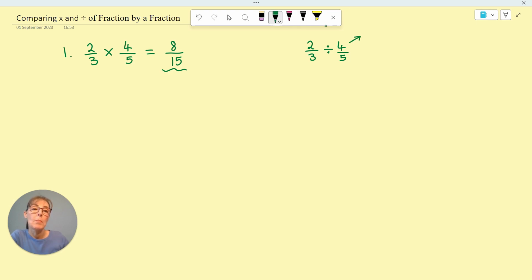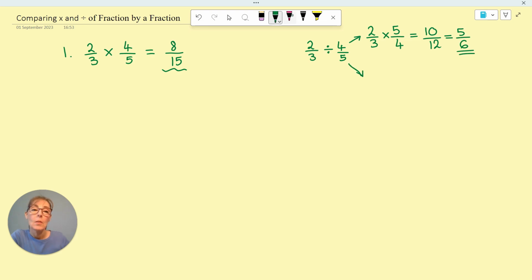There's the keep, change, flip. So I keep the first fraction. I change the sign from a divide to a multiply, and I flip it over, and it ends up being 5/4. And I do that. So 2 times 5 is 10, and 3 times 4 is 12. And if I simplify that, I have 5/6.